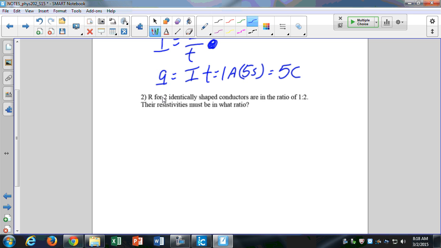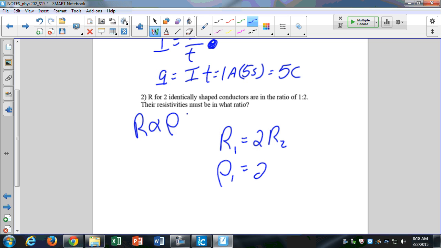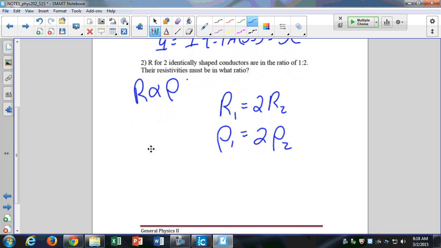All right, yes, R is directly proportional to the resistivity. So it's also going to be 1 to 2. Another way of writing this would be to say R1 is equal to twice R2, or vice versa, and similarly, rho 1 will equal twice rho 2. It's a linear direct relationship, whereas with the area, it's an inverse relationship. Resistance is proportional to 1 over the area.